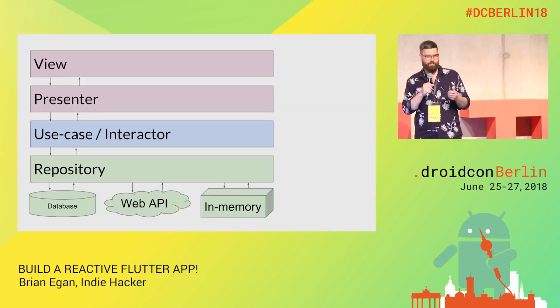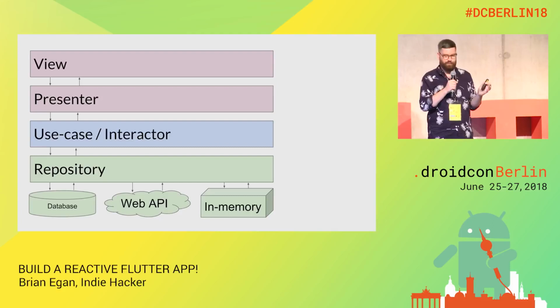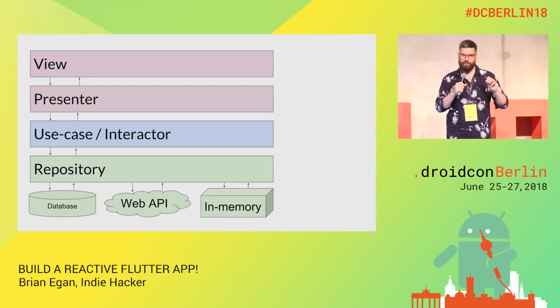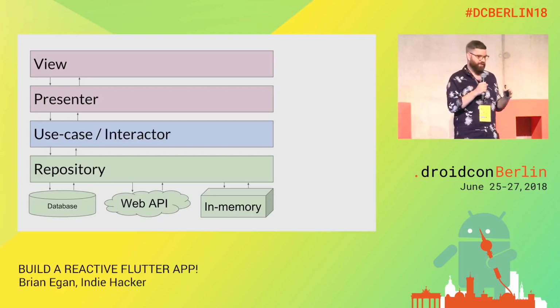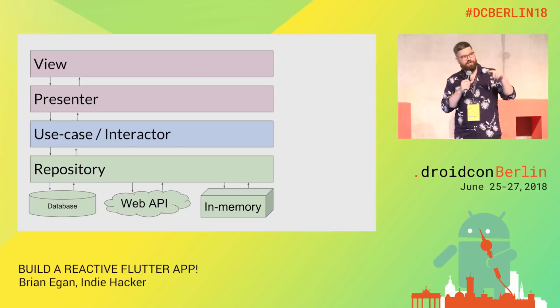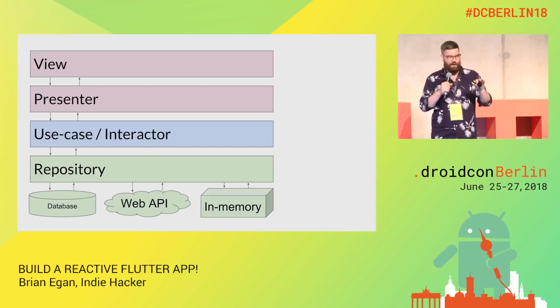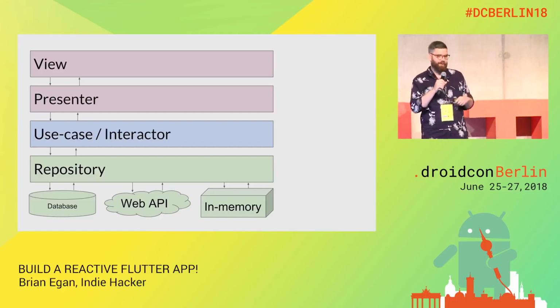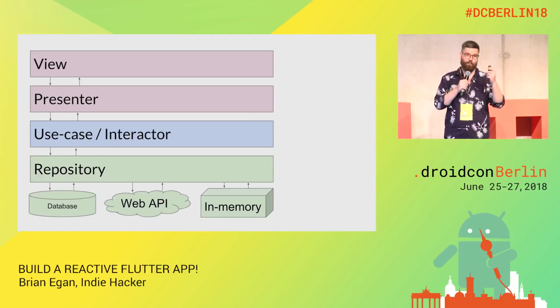And if we want to break this out a bit further, we can do the traditional diagram where we have a view talking to a presenter. The presenter talks to some sort of use case or interactor at the domain layer. It will talk to some sort of data layer, in this case a repository. And that will be responsible for fetching the data from the correct data source. And then it'll pipe all that right back up to the presenter and to the view.